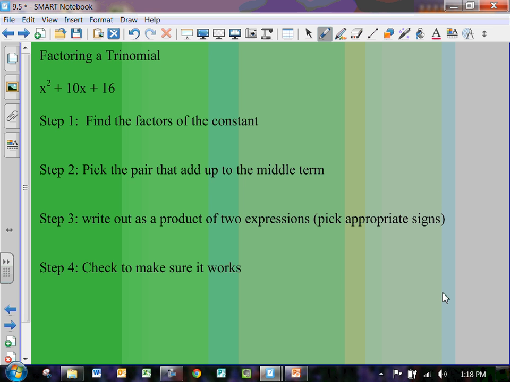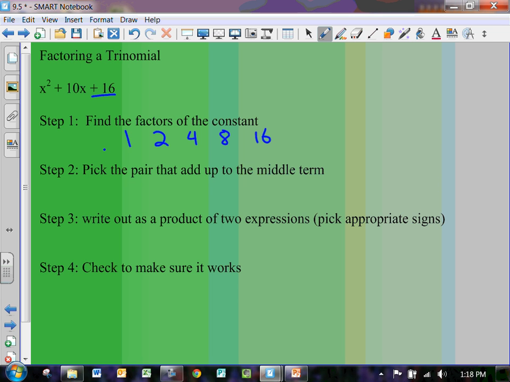All right, so step 1 is finding the factors of the constant. So remember, the constant is always the one at the end. So our 16 is considered our constant. And our factors of 16, so you kind of make a little chart. So 1, 2, 4, 8, and 16.